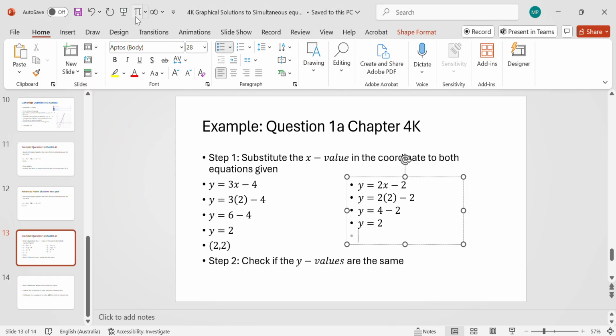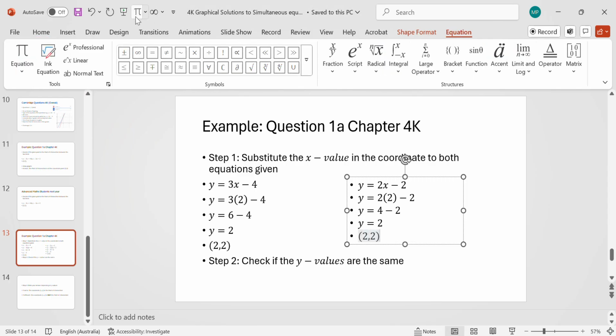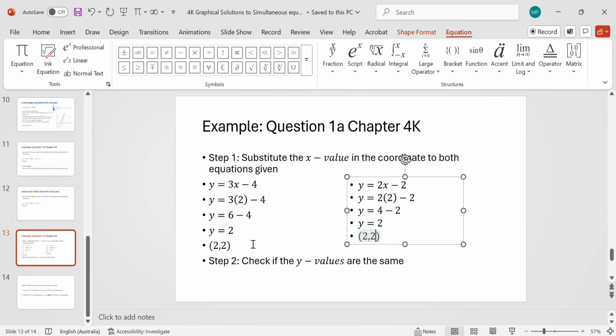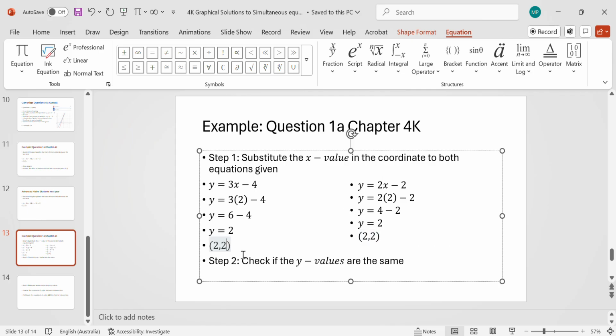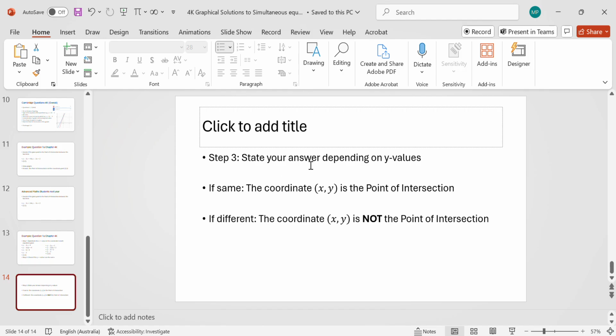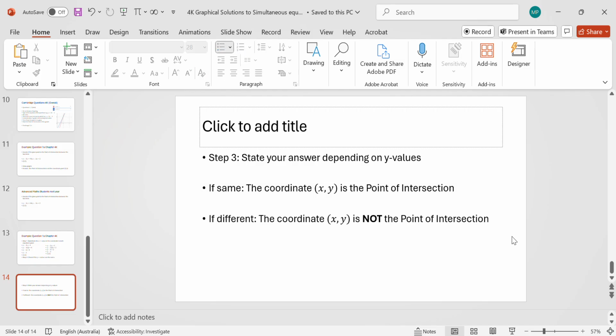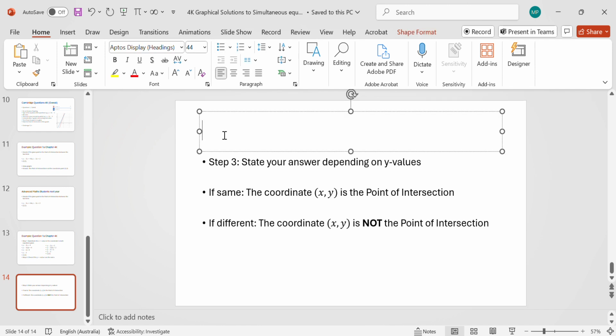Next thing you're going to do is substitute the same x value into the second equation, okay? So this will give me y equals 2 as well. Now, because the y values are the same, you move on to step 3. So step 3 says state your answer depending on the y values. If they are the same, the coordinate xy is the point of intersection. If they are different, then the coordinate is not the point of intersection, okay? And that's how you would go about doing these types of questions here.